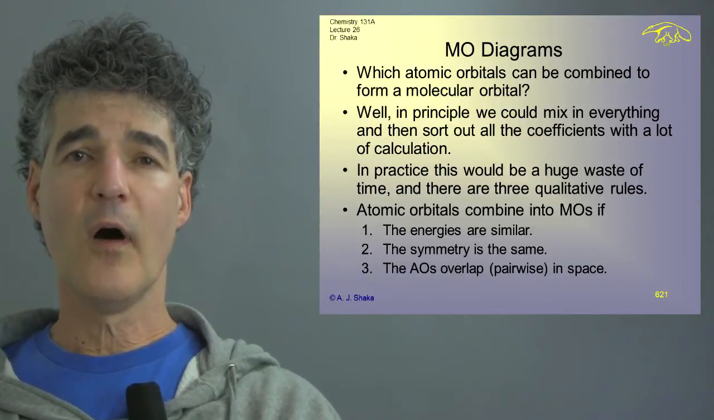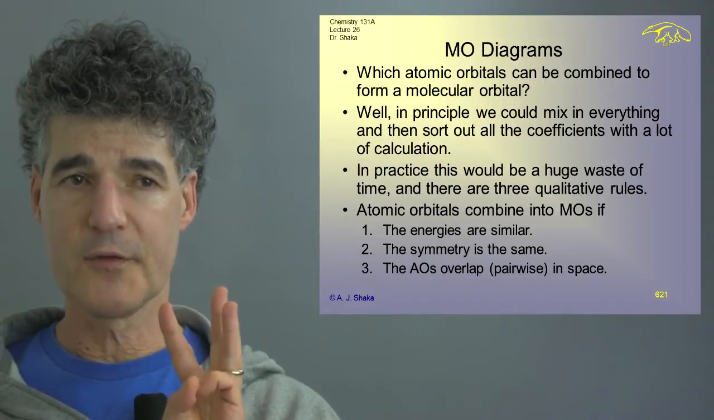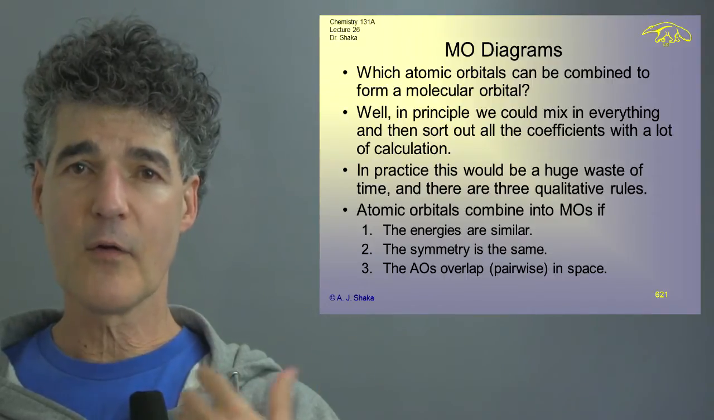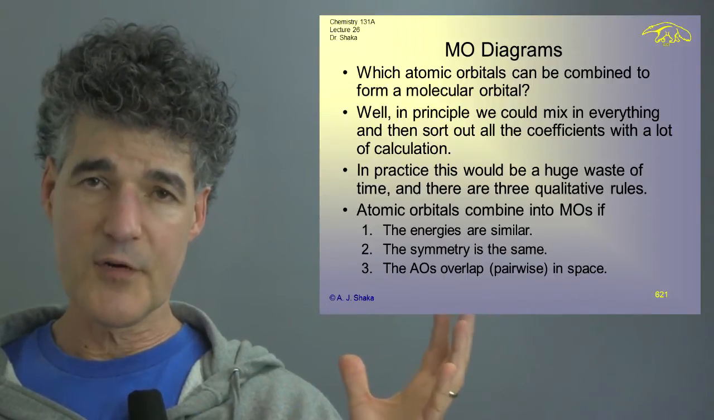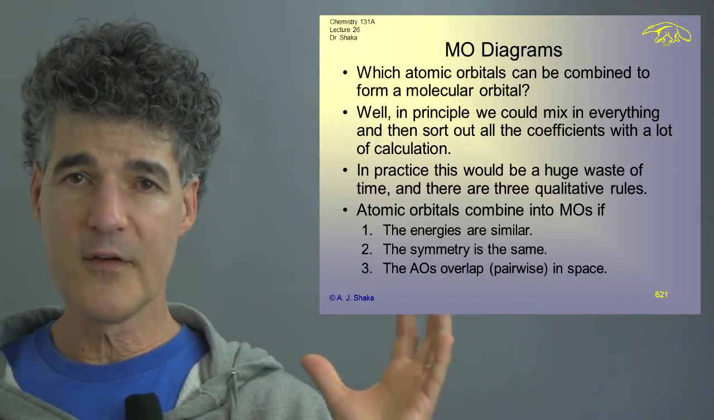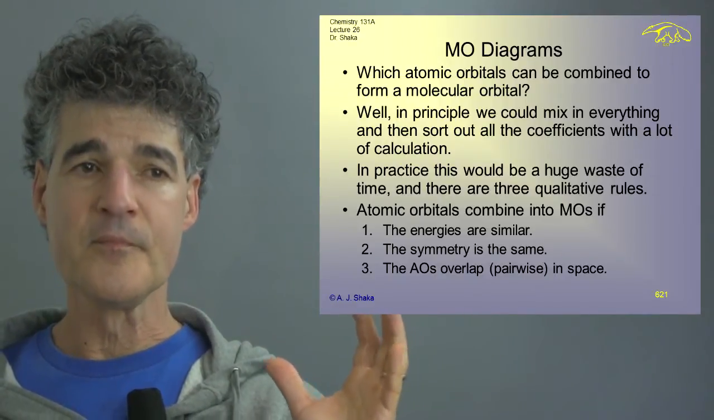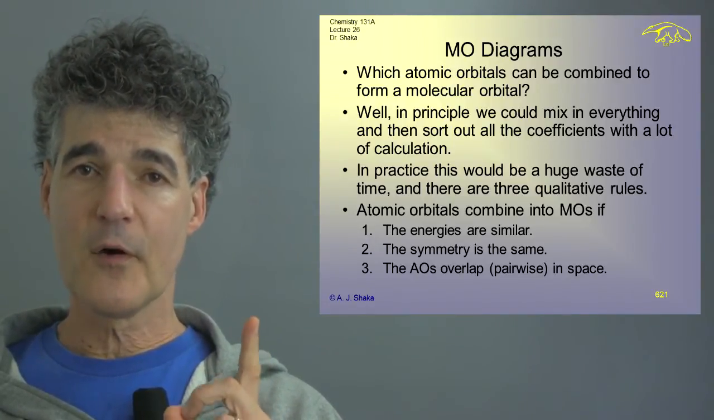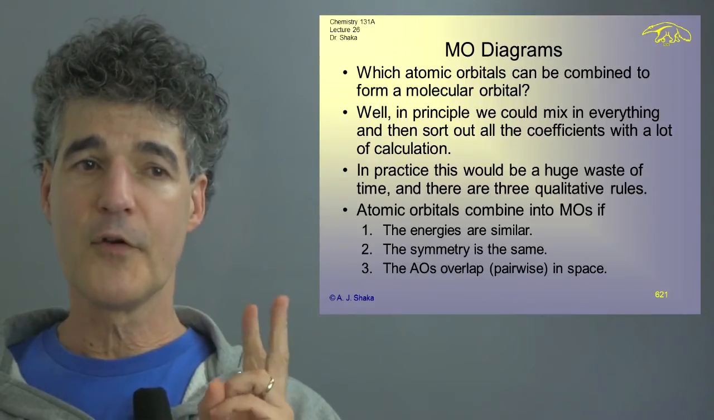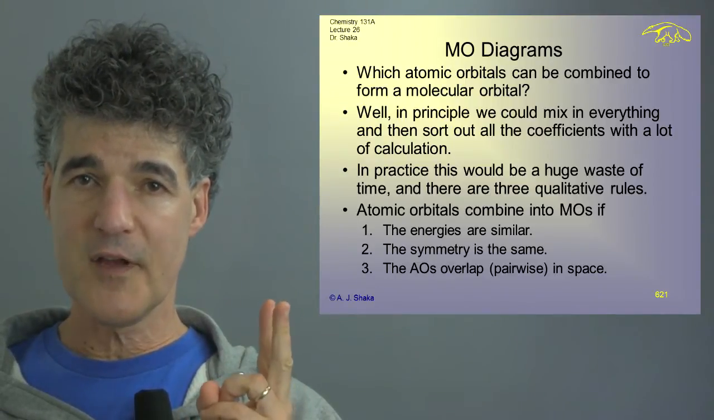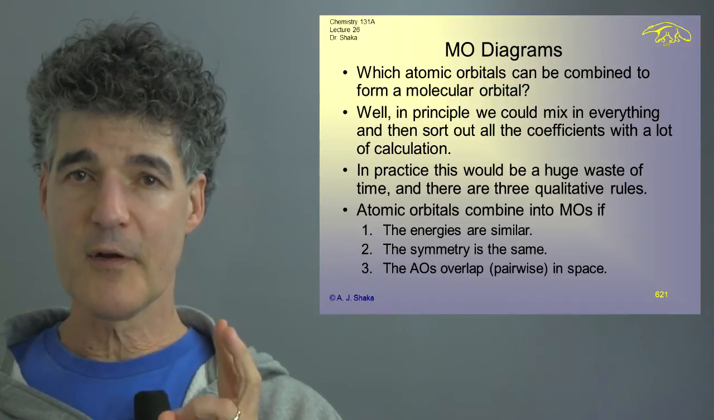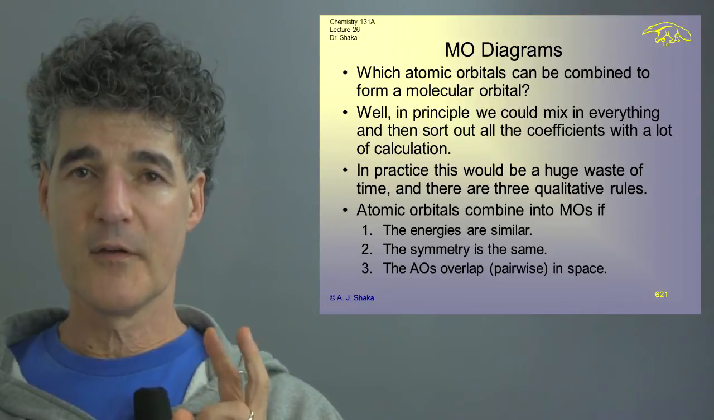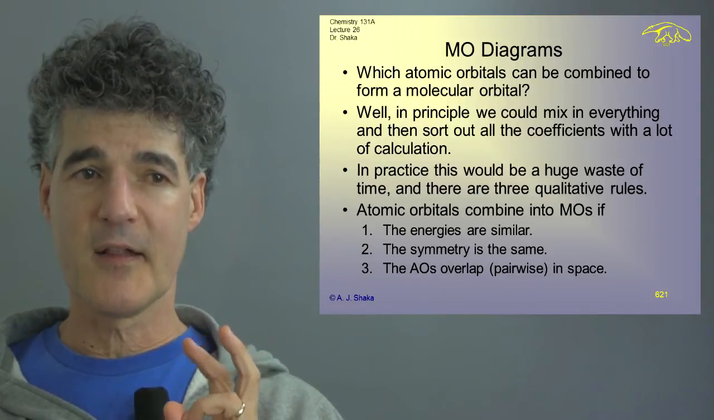And we have 3 qualitative rules that we're going to use. The atomic orbitals can come together to form a molecular orbital which is in principle delocalized over all the nuclei in the molecule if, number 1, the energies of the atomic orbitals are similar. Number 2, the symmetry is the same. That has a precise meaning, but for now we're going to take that in a qualitative vein, and you'll understand later on what that exactly means.